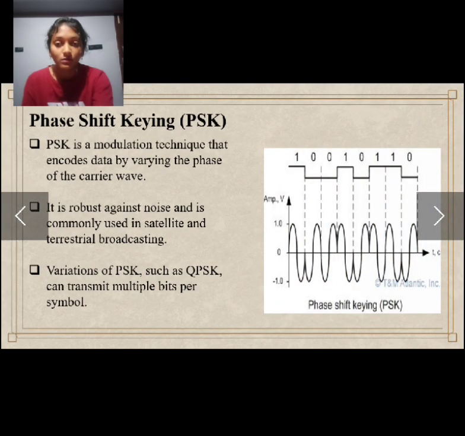Let's move on to phase shift keying, PSK. PSK is a modulation technique that encodes data by varying the phase of the carrier wave. It is robust against noise and commonly used in satellite and terrestrial broadcasting. Variations of PSK such as QPSK can transmit multiple bits per symbol.